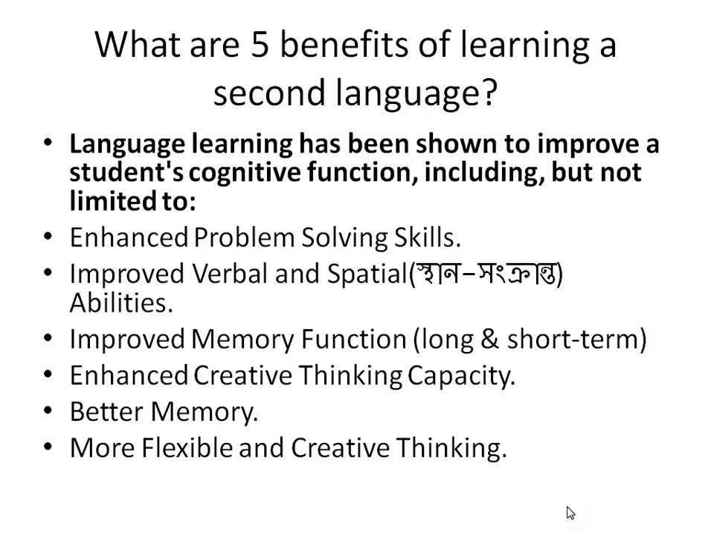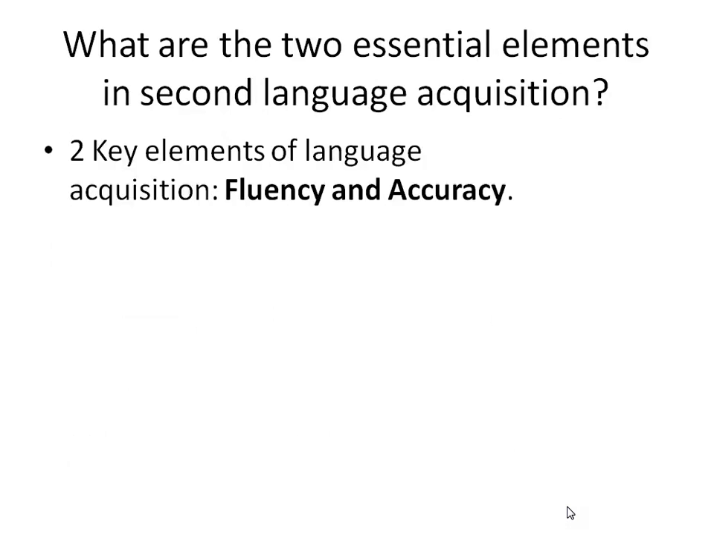What is the benefit of second language learning? Enhanced problem solving skill, improved verbal and spatial abilities, improved memory function, enhanced creative thinking, better memory, more flexible and creative thinking. These are the benefits if you learn a second language, whether by acquisition or through learning. What are the two essential elements in second language acquisition? Fluency and accuracy. You have to be fluent, and at the same time you have to be accurate.